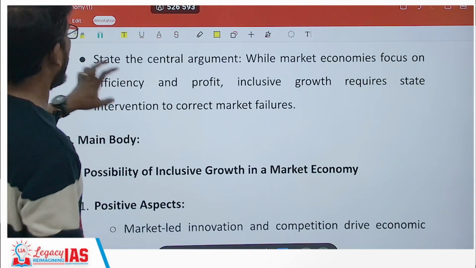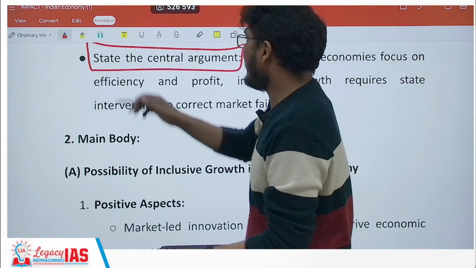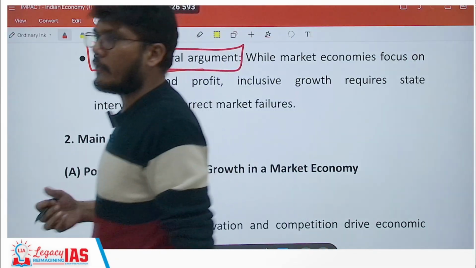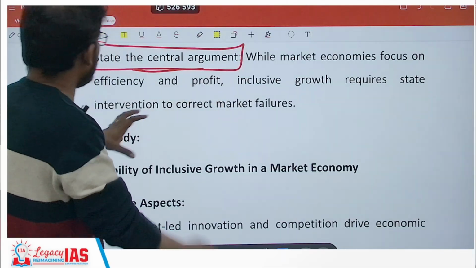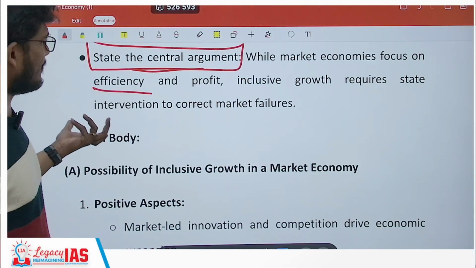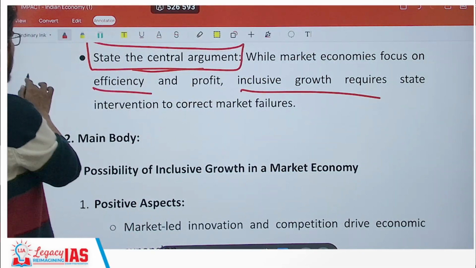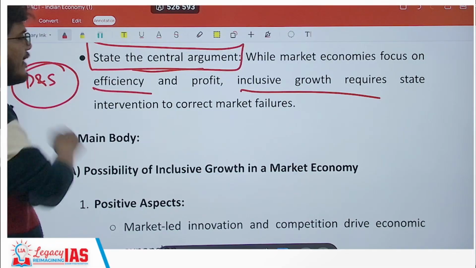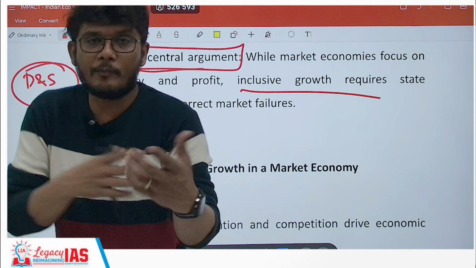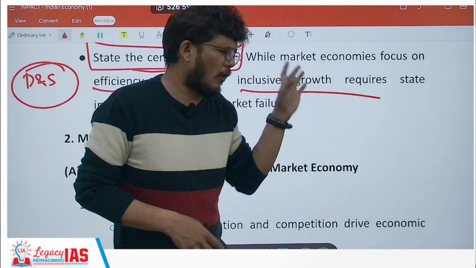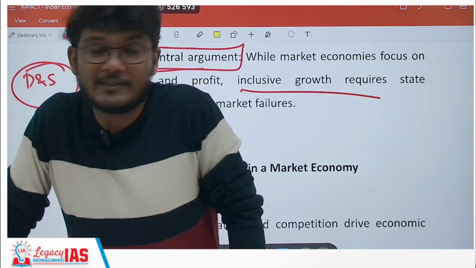So what can you talk about? You can basically state the central argument. What is the issue all about? Is it or is it not? So you can set the tone by saying that market economy is focusing on efficiency, profit, etc. And you can also mention it is dependent on demand and supply. Market forces, that is demand and supply only. However, inclusive growth is next to impossible, or for inclusive growth, there would be a requirement of an intervention of the government or the state.